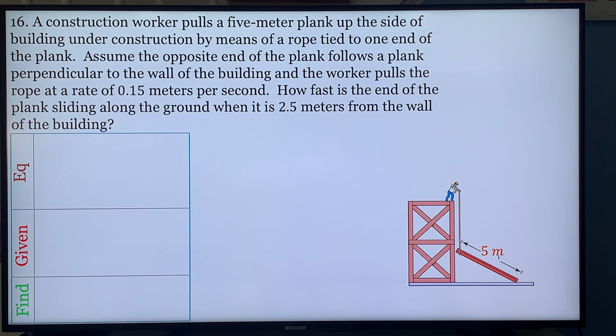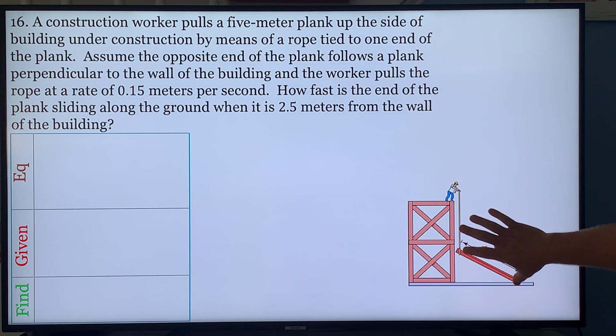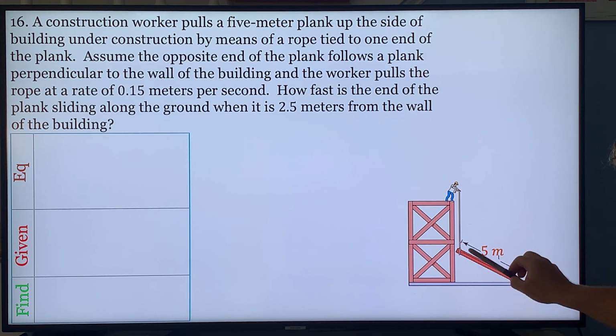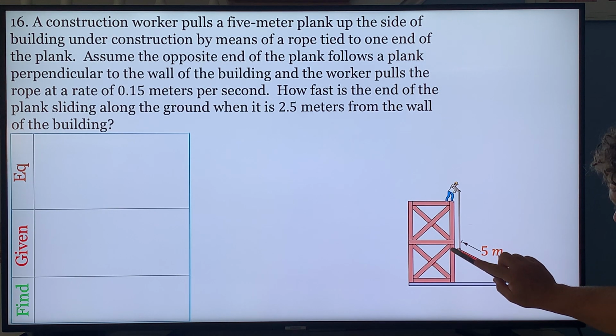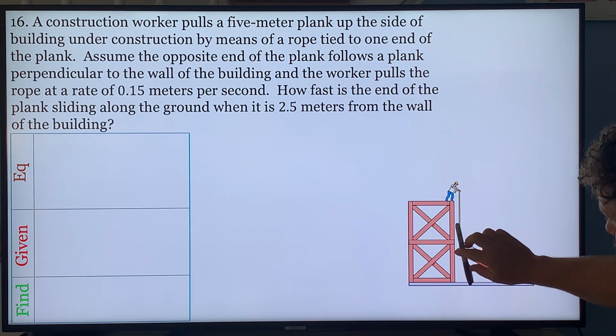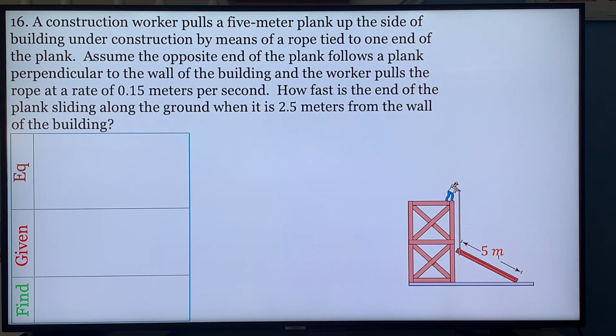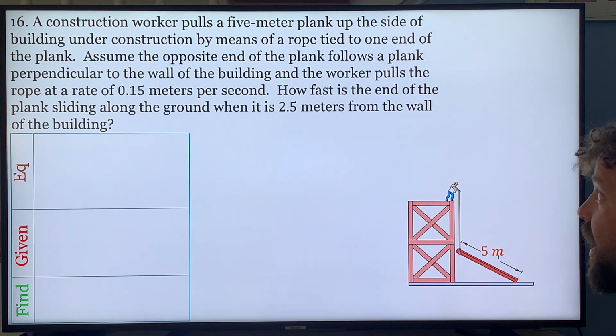Problem 16. Construction worker. He's going to pull a 5-meter plank up the side of the building. So when he pulls the plank up, the plank goes like this. See that? As he pulls, the plank gets higher and closer to the building until it's flat with the building. He pulls the 5-meter plank up the side of the building under construction by means of a rope tied to one end of the plank. Assuming the opposite end of the plank follows the ground perpendicular to the wall of the building and the worker pulls up the rope at a rate of 1.15 meters per second, how fast is the end of the plank sliding along the ground when it is 2.5 meters from the wall of the building?